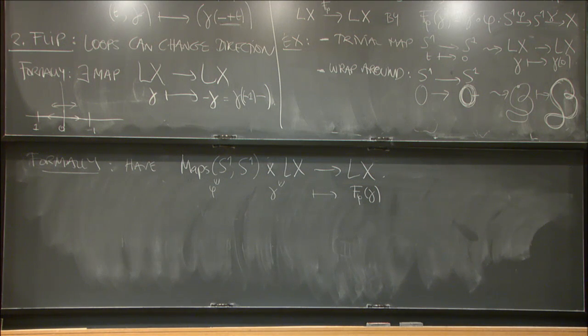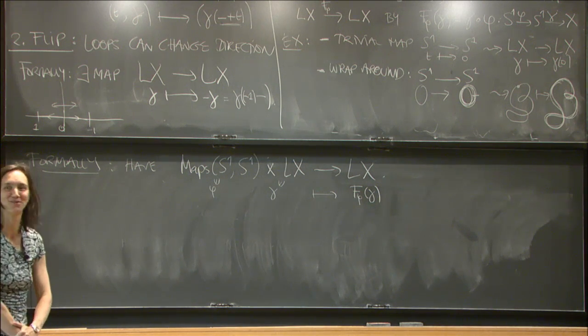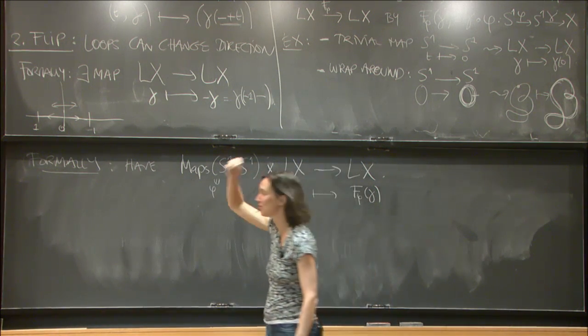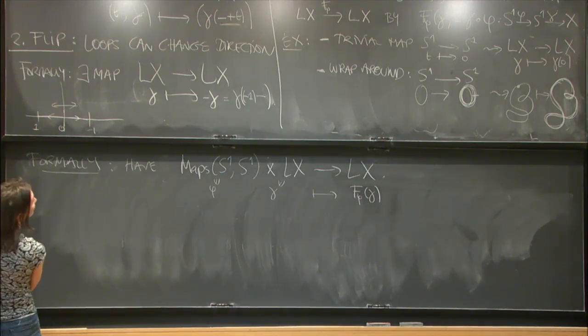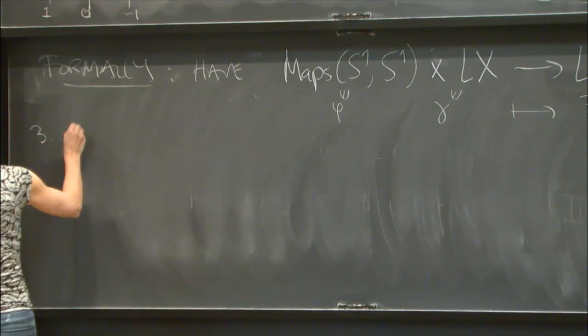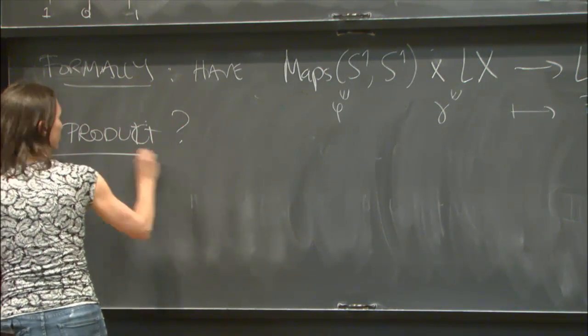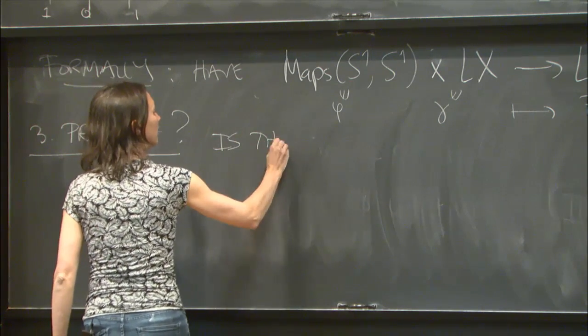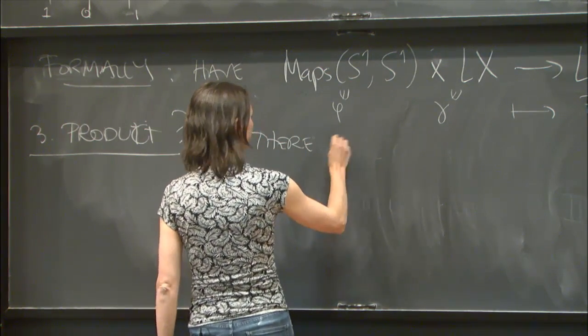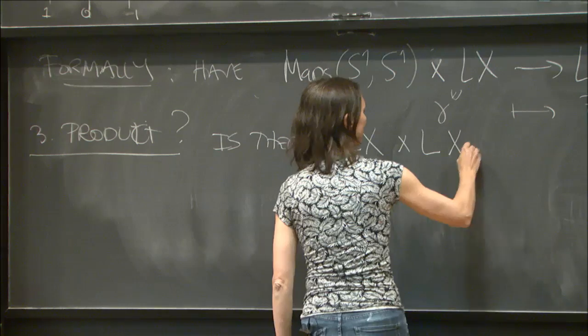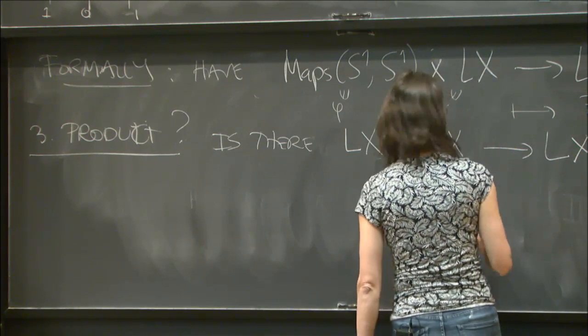So now Maura should complain. What have I forgotten? What did Maura tell you? There was something called the Goldman bracket. Do you remember that? So here's a question. Is there a product? Can we do a product of loops? Is there a map like this, LX cross LX to LX?